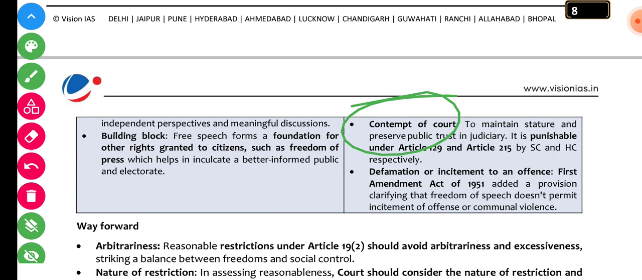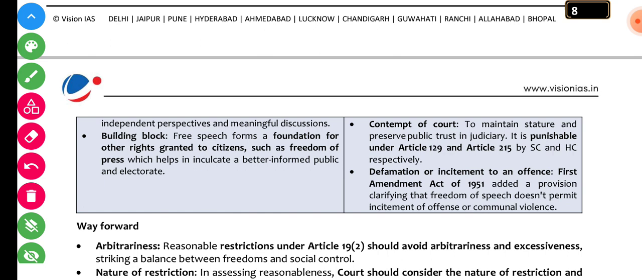Contempt of court is given under Article 129 and Article 215 by the Supreme Court and High Court respectively. And defamation: recently the Center advised the court in the case of defamation against Rahul Gandhi, a member of parliament.